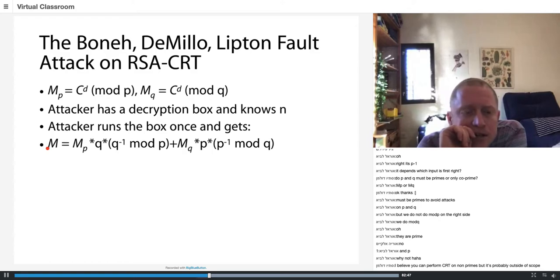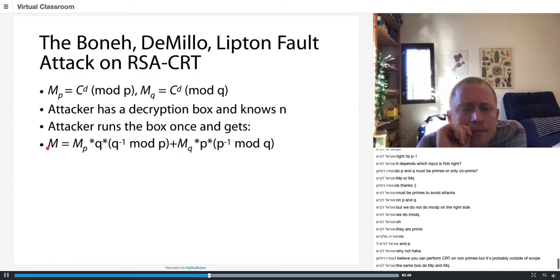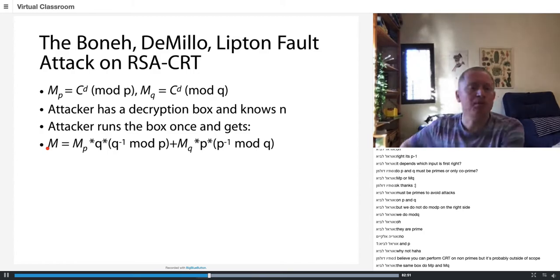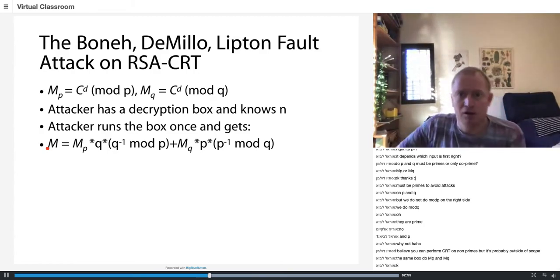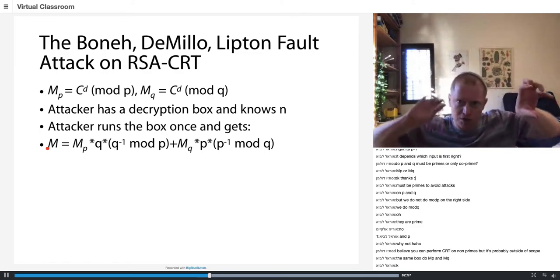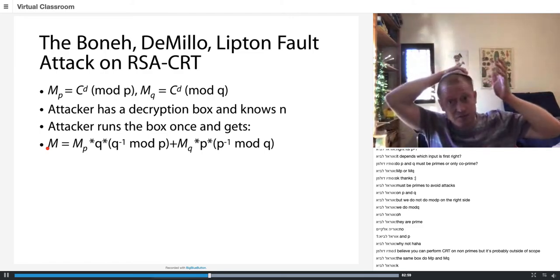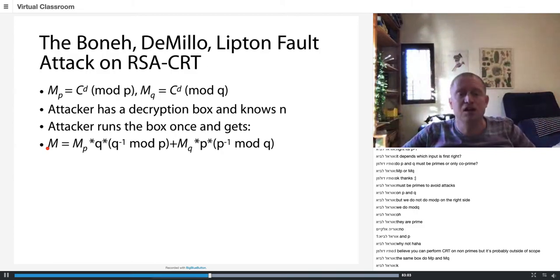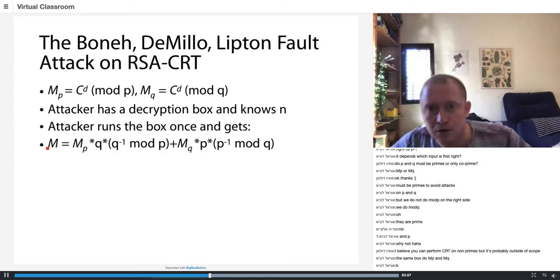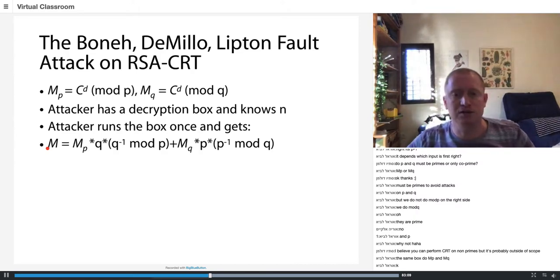Yossi Oren is asking something: does the same box do M sub P and M sub Q? It could be software. You could say that you have a logic unit which does this and a logic unit that does that. I'll show you the fault attack. You just need to be able to attack one of them and not the other. You need one of them to be broken and the other one not broken.